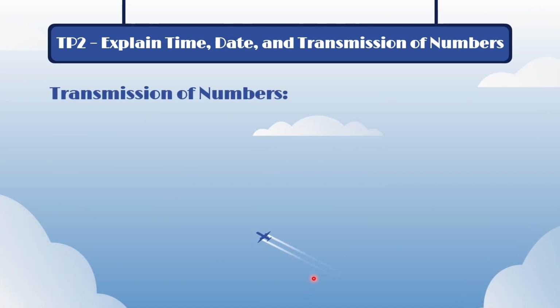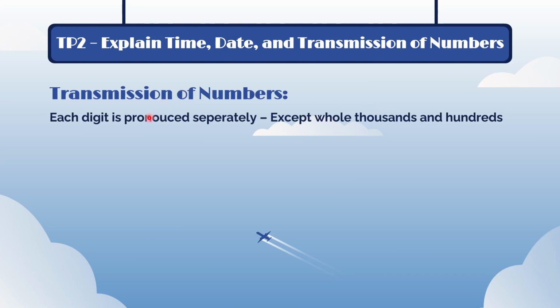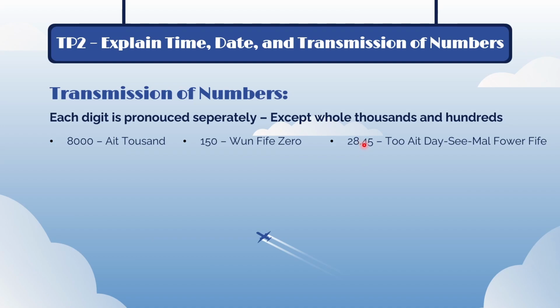Transmission of numbers. Some of them are pretty straightforward, some of them not so much. When we're talking about normal numbers, each digit is pronounced separately except for whole thousands and hundreds. For example, 8,000 we say as 8 thousand. 150, we say as one five zero, because it's not a whole hundred. And when there are decimal numbers, we say decimal, so 28 decimal 5. Okay, so that is normal numbers.